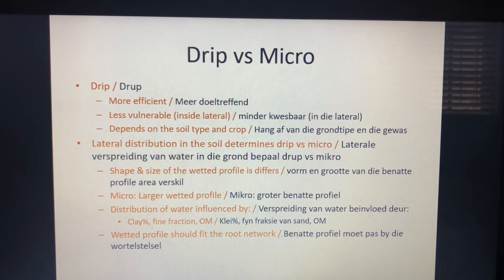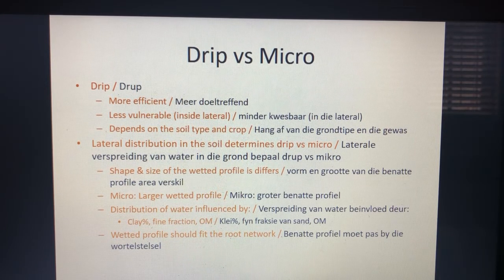So if we're talking about drip, why would you have a drip system instead of micro sprayers? Firstly, it's because it's more efficient. You can imagine that when you have a drip system, you only have one droplet at a time that moves out of your emitter, whereas with a micro sprayer you have a lot of droplets that move through the air before they finally land on the soil. Because of that, there's a lot more evaporation with micro sprayers than there is with your drip system.